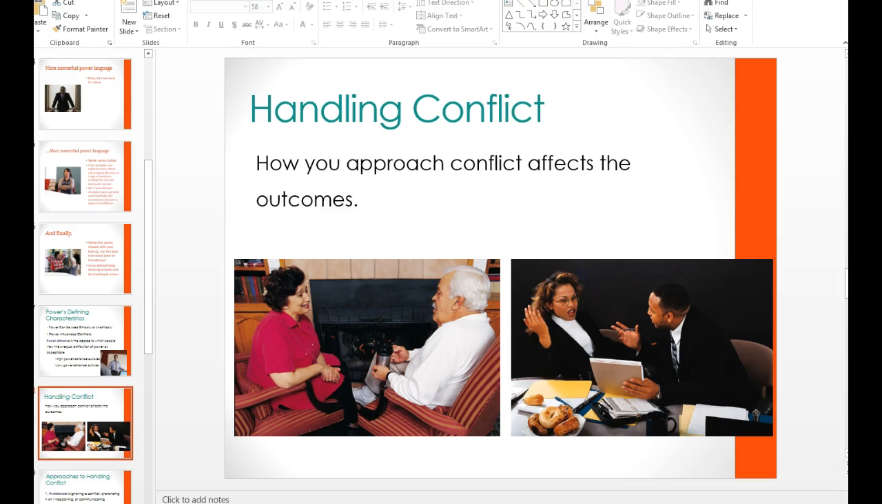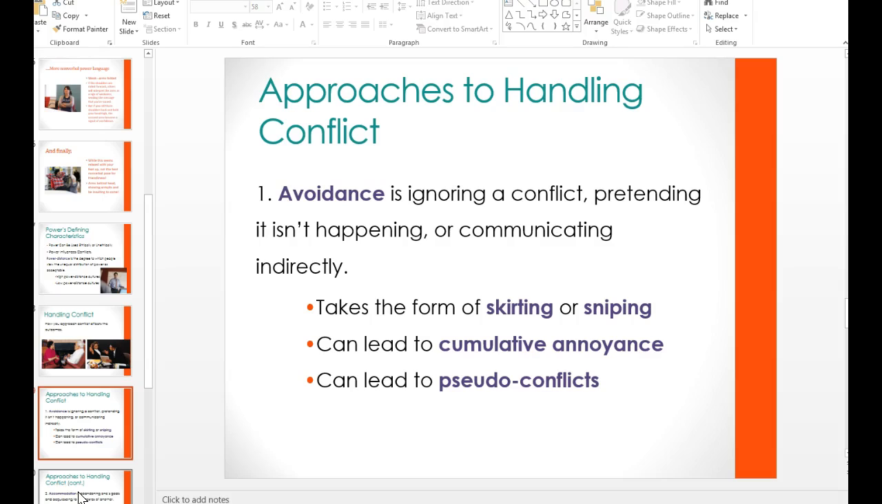Probably the most important thing in this chapter is how you handle conflict. How you approach it will affect the outcomes. One of the ways is avoidance. You're ignoring the conflict, pretending it isn't happening, or communicating indirectly.